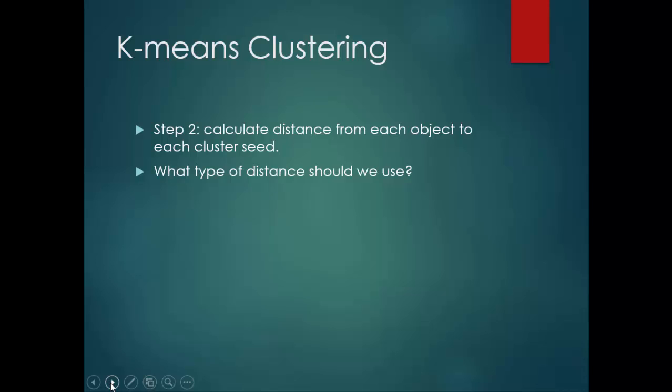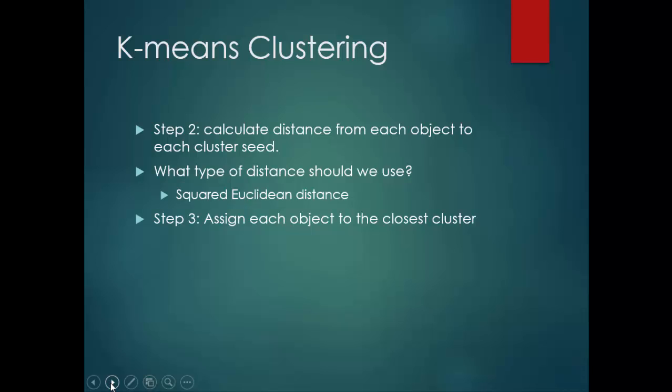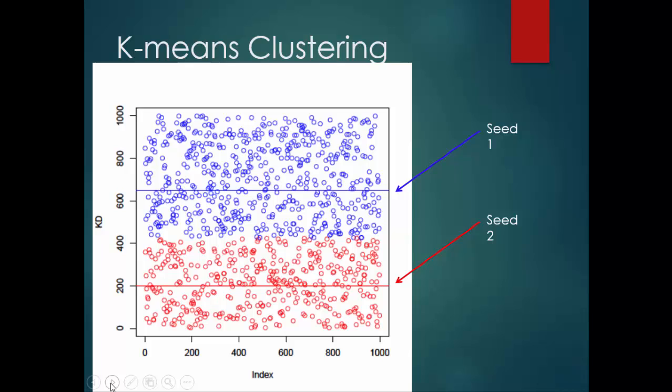Step 2, calculate the distance from each object to each cluster seed. What type of distance should we use? Squared Euclidean distance. Step 3, assign each object to the closest cluster. Then we have the k-means cluster seed 1 and seed 2. Here you can see both clusters.